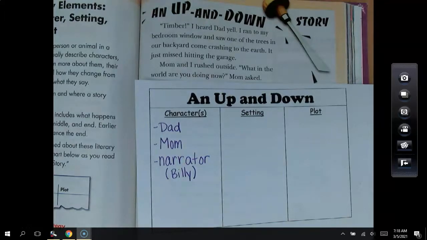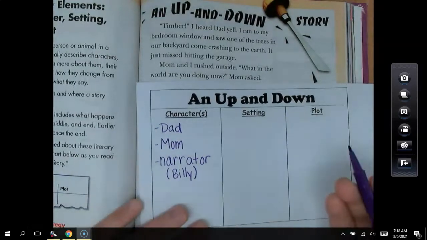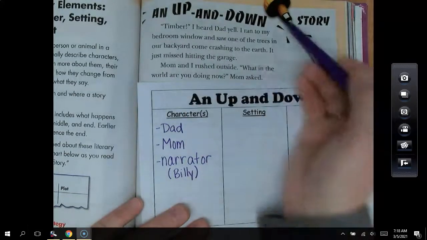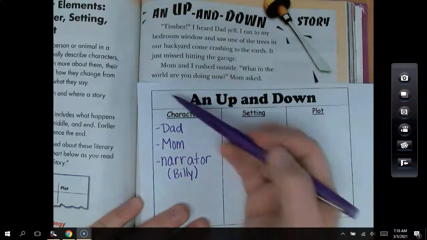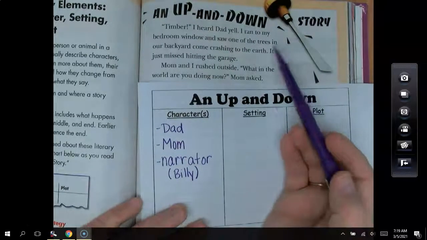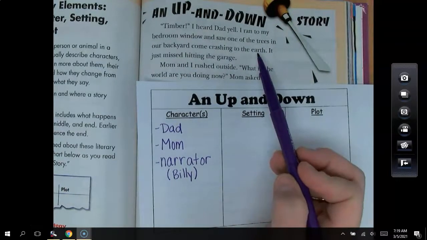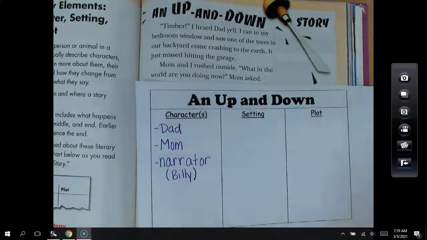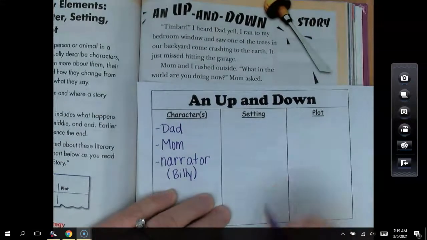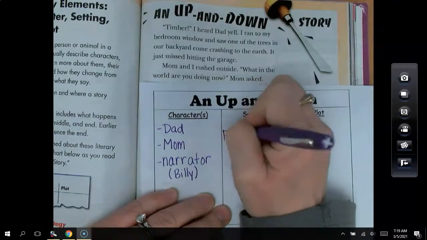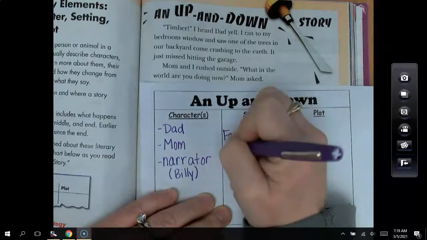Yeah, the story takes place in the family's backyard. How do you know that? Well, if you go up to your paragraph at the top, you can see that in our backyard, the tree came crashing to the earth. It just missed hitting the garage. So we know that it's in the family's backyard. So go ahead and write family's backyard.